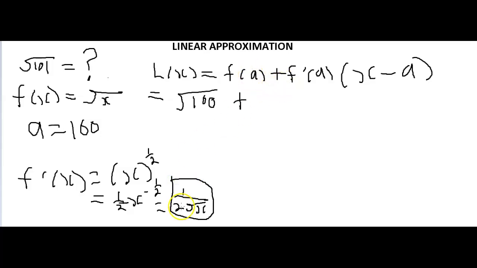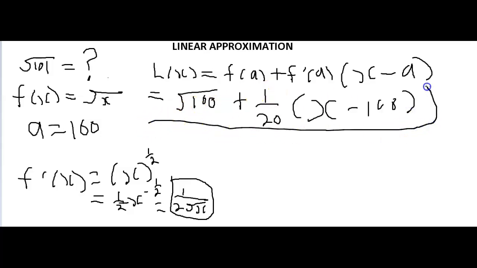So if I put a in my derivative, which is 1 over 2 root x, I get 1 over 2 times the square root of 100. Now, I know the square root of 100 is 10. So 10 times 2 is 20, and it's 1 over 20. So I can just write 1 over 20 times x minus a. So x is just x, but what is a? A is 100. So x minus 100. Now, this is my final equation of my linear approximation.